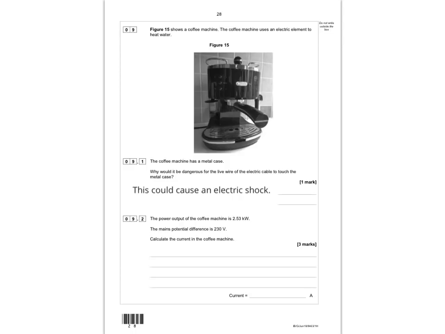Question 9.2 says the power output of a coffee machine is 2.53 kilowatts, which we can just highlight here. And then we've also got the mains potential difference is 230 volts because it's connected to the mains. So they've been quite generous by giving you that information there. I want you to calculate the current in the coffee machine. So we now need to remember an equation that links power, voltage and current. So you should remember the equation that P equals I times V. Power is current times potential difference.